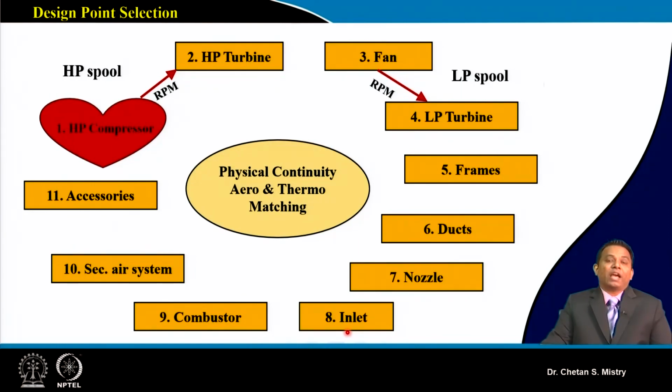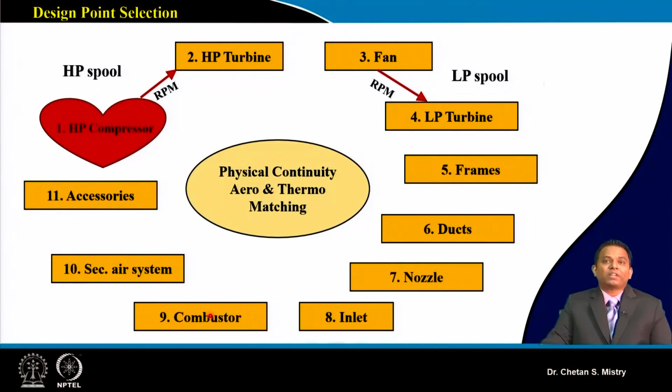Next component is the inlet. At the entry of the fan, or maybe at the entry of the LP compressor, we are looking for our Mach number to be in the range of 0.4 to 0.6. If the flight is supersonic, then the intake needs to be designed in such a way that at the entry of my compressor I receive a Mach number roughly in the range of 0.4 to 0.6.